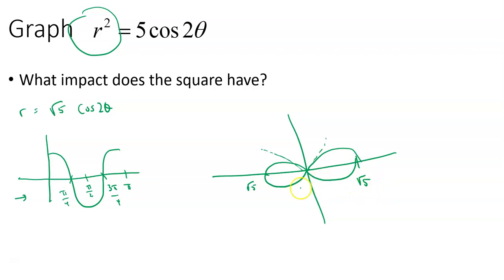So the pieces in between are not pieces that are looped around. The pieces in between are places where the graph actually doesn't exist because the r squared value can't be negative.